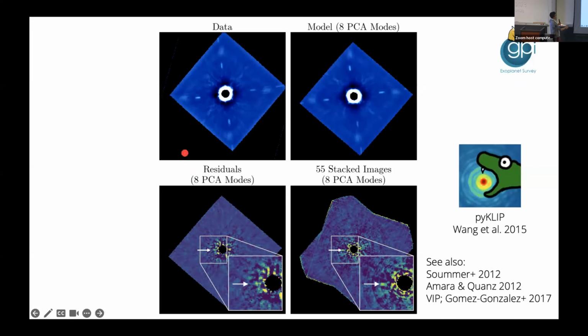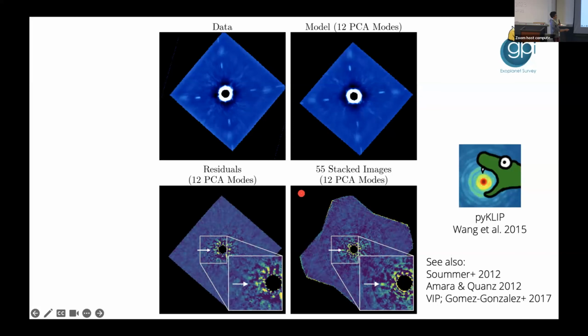So on the top left, this is the data. Almost everything you're seeing is the diffraction pattern of the star. On our right is our principal component reconstruction of that image. And it's actually an animation. We're adding more and more principal components to represent more and more of the structure of the image. But you don't really notice that in the top two panels here. Once we do a data minus model and look at the residuals, you'll see that as we add in more and more principal component modes, we actually subtract off more and more of the diffraction pattern of the star. And you can see that we're removing more and more of the structure that we see in this image.